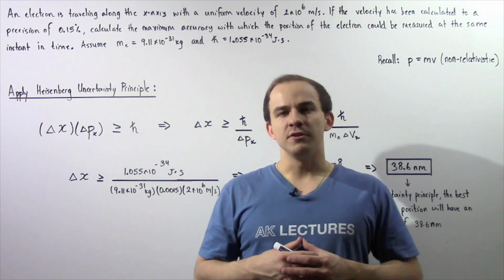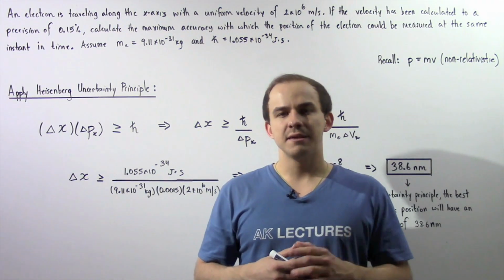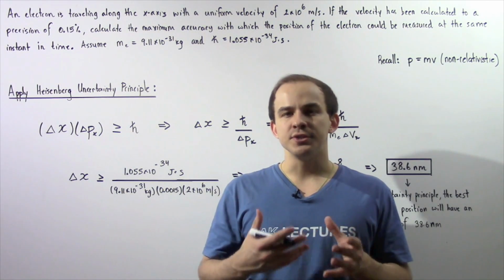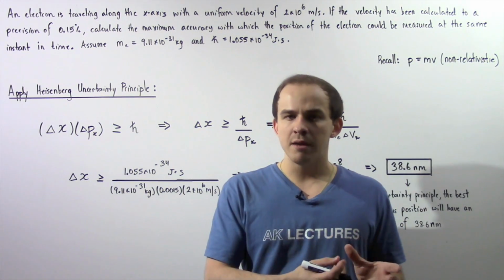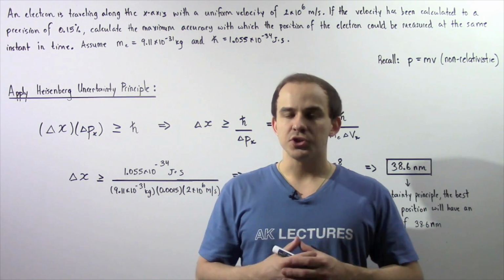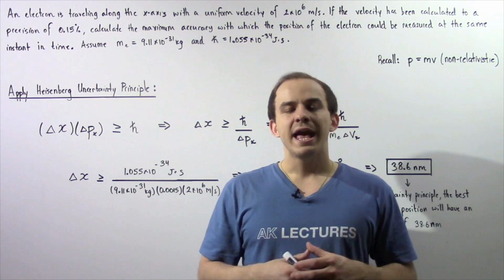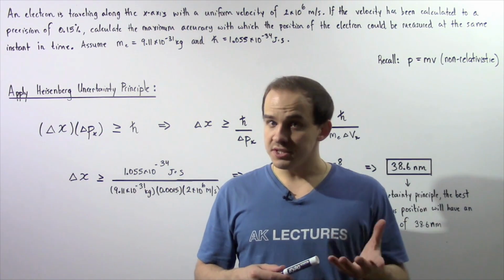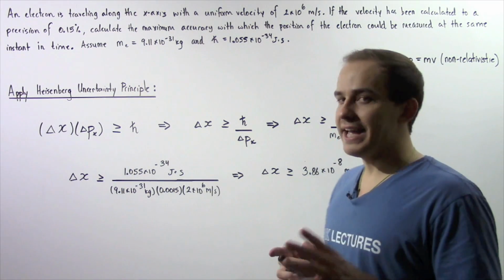In the previous several lectures, we discussed a concept in quantum mechanics known as Heisenberg's uncertainty principle, which basically comes from the dual nature of matter. The fact that matter can act as waves or it can act as particles. So now let's actually apply that principle to solve the following example.